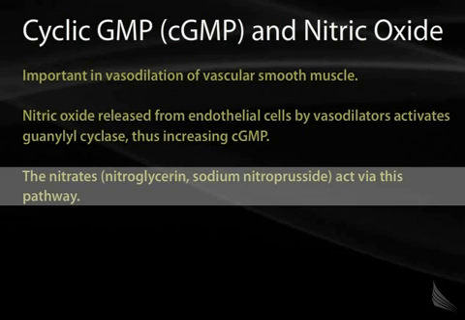Nitrate medications, such as nitroglycerin and sodium nitroprusside, directly activate guanylyl cyclase, increasing cyclic GMP, which causes vasodilation of vascular smooth muscle.